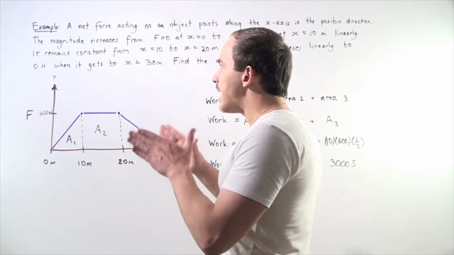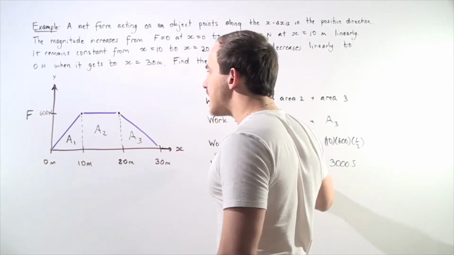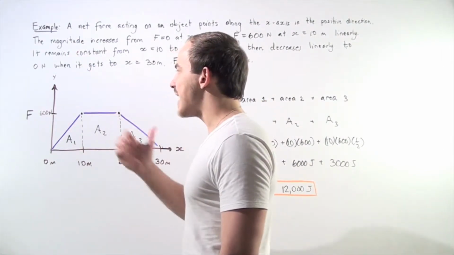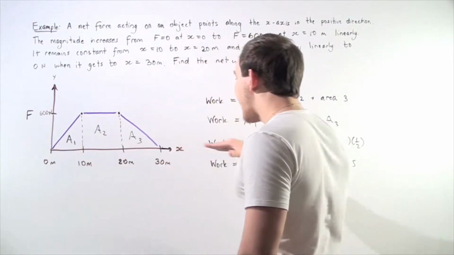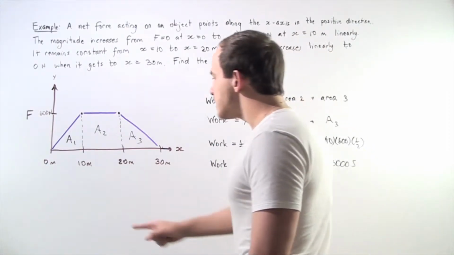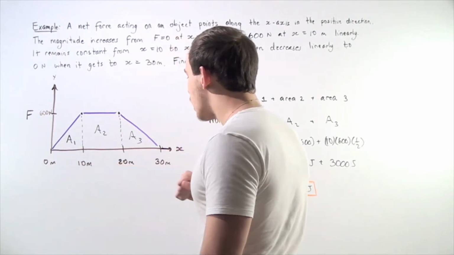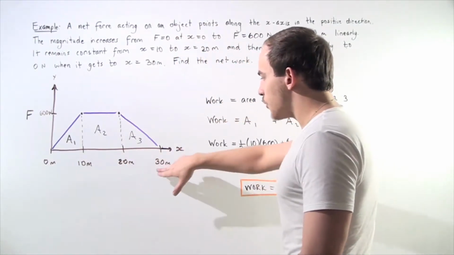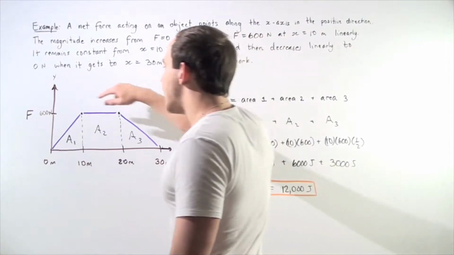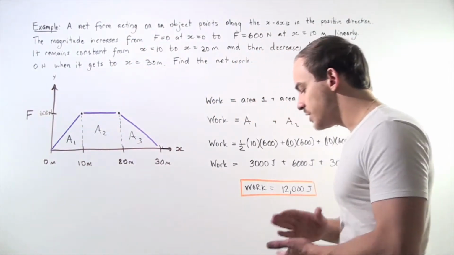So let's begin by plotting our curve, force versus our displacement. So we have the y-axis acting as the force and the x-axis acting as our displacement. So let's label our positions. We have the 0 position, the 10 meter mark, the 20 meter mark, and the 30 meter mark. And we've marked down our 600 newtons, our force of 600 newtons.